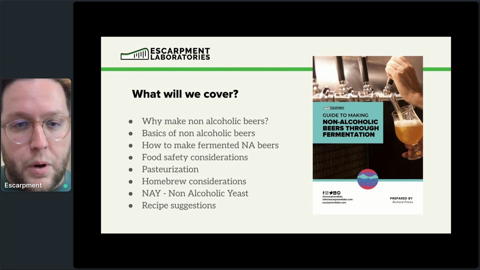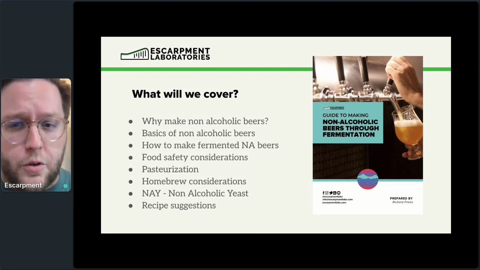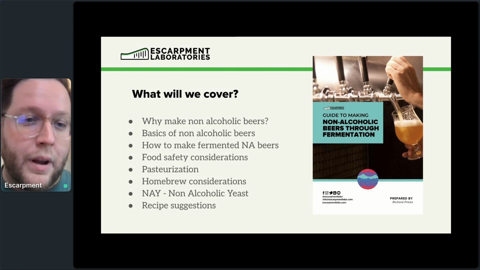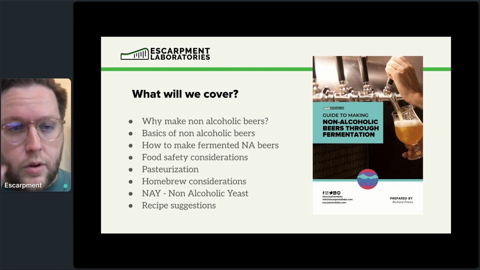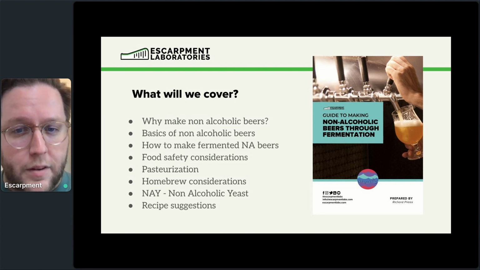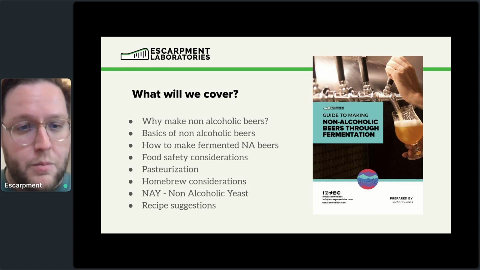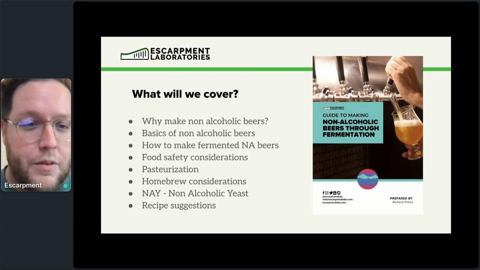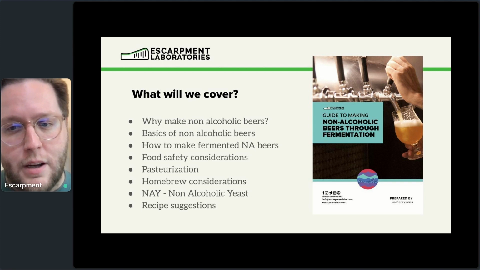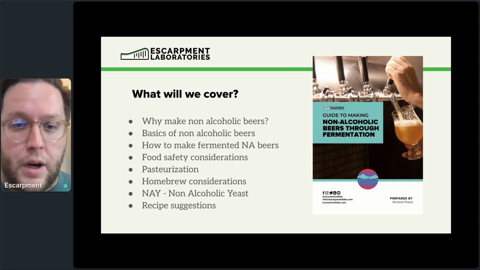So just to give an overview, I'm going to talk about why we would bother making non-alcoholic beers in the first place. I'm going to be talking about the basics of non-alcoholic beers because there's a few different ways that they can be made. I'm going to talk about our area of expertise, fermented non-alcoholic beers, so using fermentation technology. We're going to talk about the food safety considerations. This is critically important. We're basically playing a whole different game with non-alcoholic beer. Alcohol absolves us of a lot of our sins with brewing when it comes to food safety risk. It's a lot higher risk with non-alcoholic beers, so we have to keep that in mind.